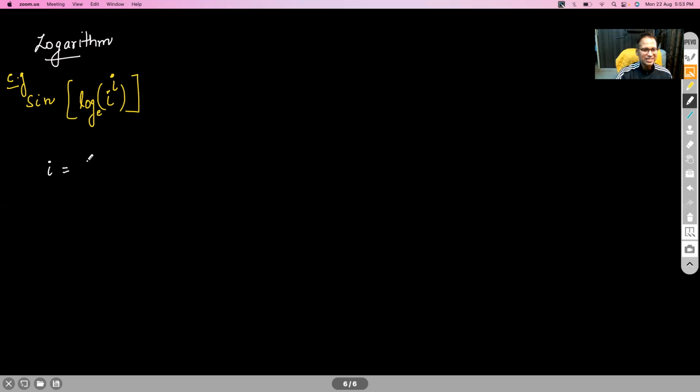Of course, we have just now done it. 1 e to the power i pi by 2, isn't it? This is the Euler form representation for i.